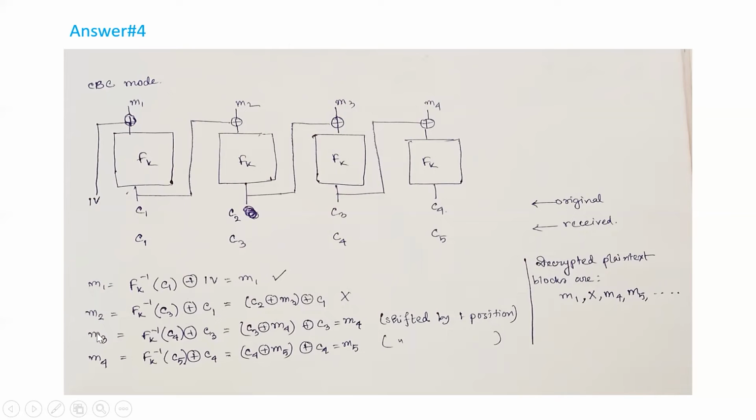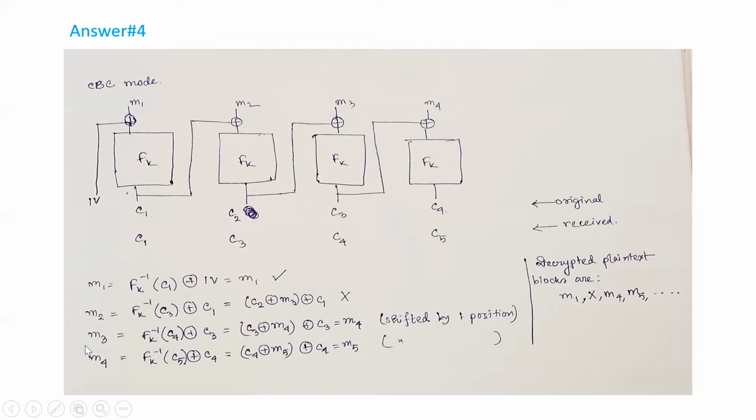Now what happens when you want to calculate M3? You perform FK inverse of C4 and then XOR the output with C3, right? So you XOR the output with C2, which in your case is C3. So you get basically C3 XORed with M4, and with that you XOR C3. So you get back M4. So basically, while trying to calculate M3, you get M4 as your plain text block.